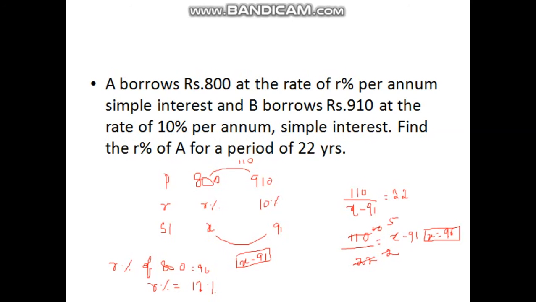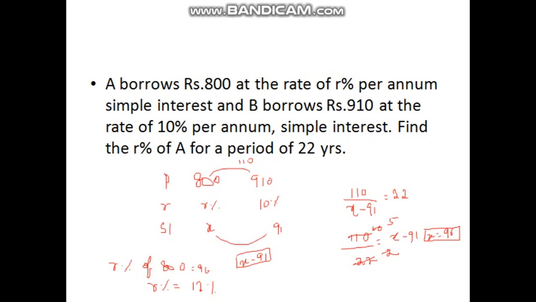For simple interest, how do we find the difference? You will have confusion whether it is X minus 91 or 91 minus X. Just remember, as I told you, a person who has more principal will have less simple interest. Here the second person, 910, has the highest principal, so he will have less simple interest. The person with 800 as principal will have more interest. So obviously X minus 91 would be your difference of simple interest.